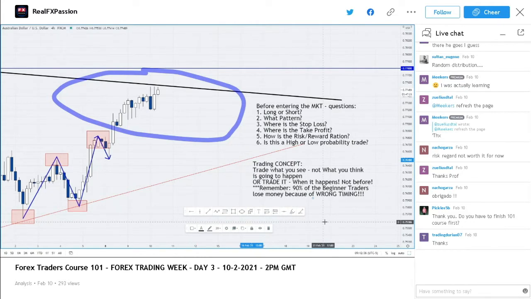So if you're a beginner trader, take a screenshot of this, and when you learn every day, when you are trading the market, hopefully on a demo account, every time that you enter long or short, remember that you need to answer those questions. This is beginner stuff, everybody. So long or short, and then says short. Okay, what pattern? Where is the stop loss? Where is the take profit? Stop loss goes on the pattern. How is the risk reward ratio? 6, is this a high or low probability trade?